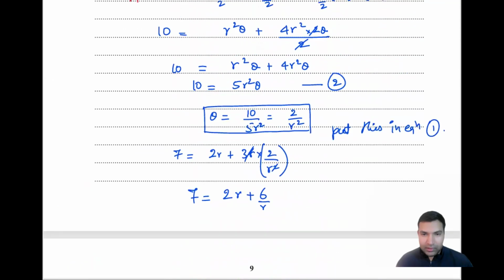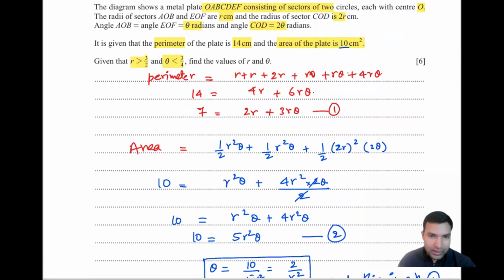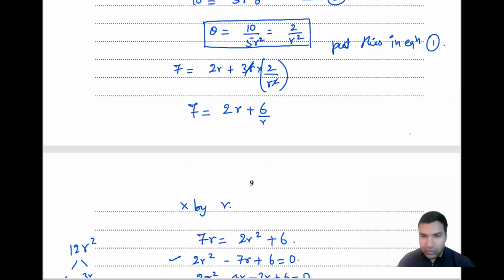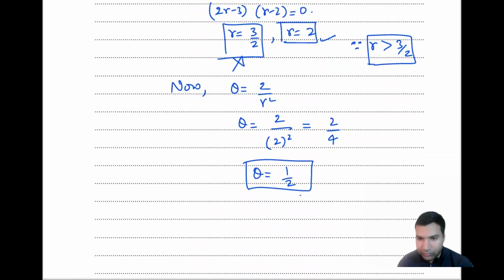Okay, now let's check whether it is correct or not. So theta should be less than 3 by 4. So 3 by 4 in decimals is how much? Since theta is lesser than 3 by 4.